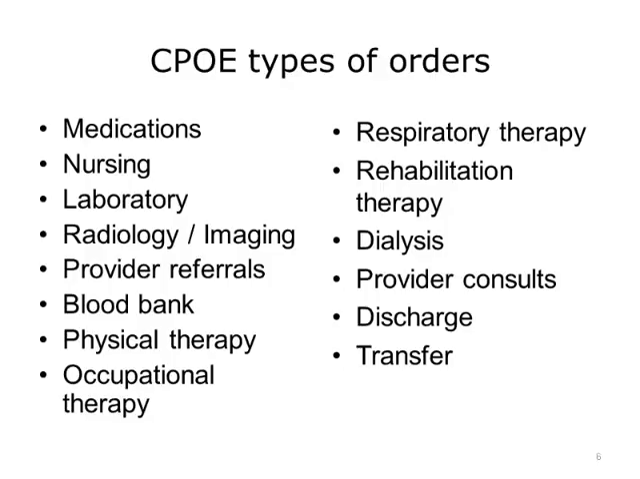A physician orders a medication for a hospitalized patient using the CPOE system. Next, the information is transmitted to the pharmacy for processing and is then delivered to the hospital floor in which the patient is located. When the nurse administers the medication to the patient, he or she will document it as administered in the EHR. Other types of orders that may be entered into a CPOE system are nursing orders, laboratory orders, radiology or imaging orders, provider referrals, blood bank orders, physical therapy or occupational therapy orders, respiratory therapy orders, rehabilitation therapy, dialysis orders, provider consults, and discharge and transfer orders.